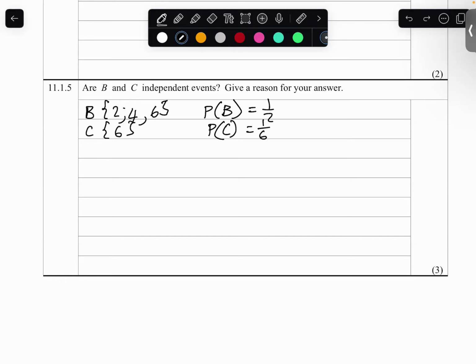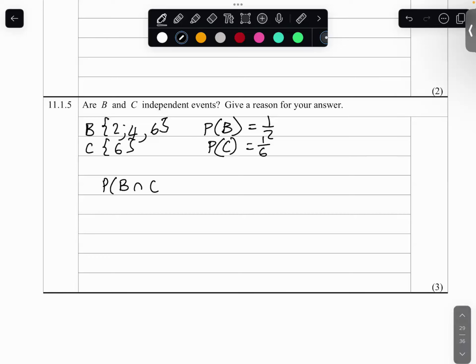It says, are B and C independent events? To prove independent events, the probability of B and C must be equal to the probability of B times the probability of C, right? If you don't know this work, you need to go back to the grade 11 videos and watch those videos on independent events. Okay, probability of B and C. What do they share in common? They share one element in common.